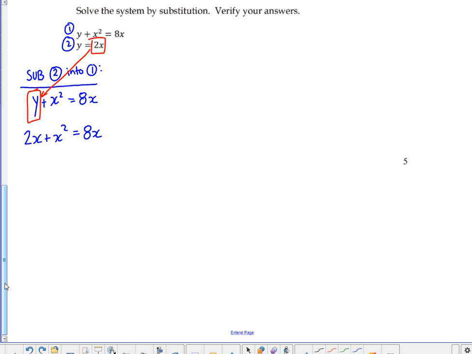What's the next step? Bring everything to the one side. Should we bring it all to the left or to the right? To the left, to the left. Because we want our x squared to be positive. So let's bring the 8x over. Everything you want is in the equation to the left.